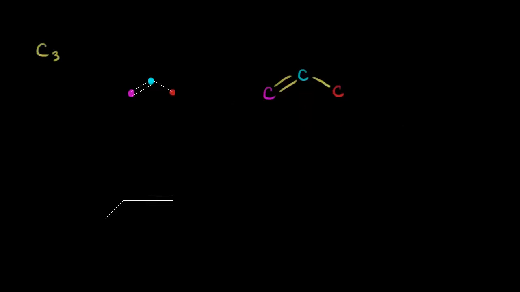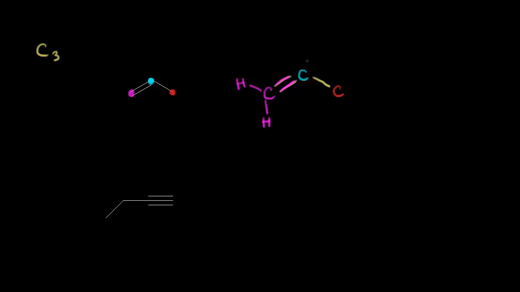Next, we need to think about hydrogens. So we know a neutral carbon atom forms 4 bonds. So carbon forms 4 bonds. How many bonds does the carbon in magenta already have? Well, here's 1 bond and here's another bond. So the carbon in magenta needs 2 more bonds, and those bonds must be to hydrogens. So let me draw in those carbon-hydrogen bonds like that.